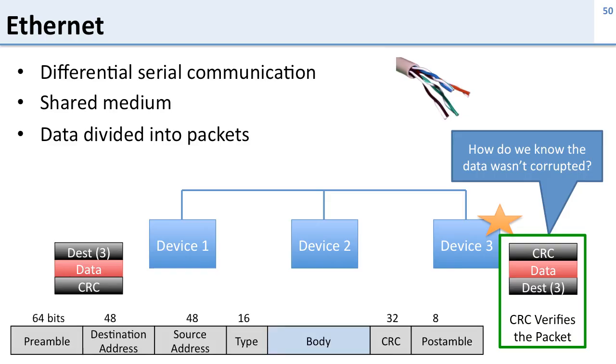So here's what an Ethernet packet looks like. You can see we have a 64-bit preamble. That preamble is designed to make sure that other devices see that you're using the wire. Then we have the destination address and the source address. We have a body, that's the data we're going to send. And then we have 32 bits of CRC, and that's the CRC that we use to verify that the rest of the message was correct.